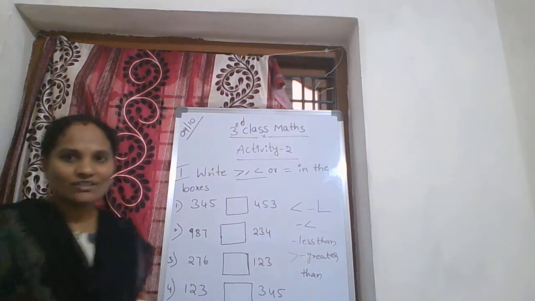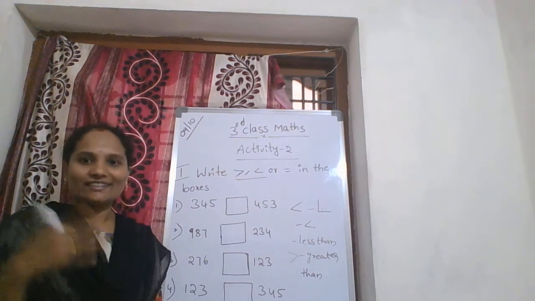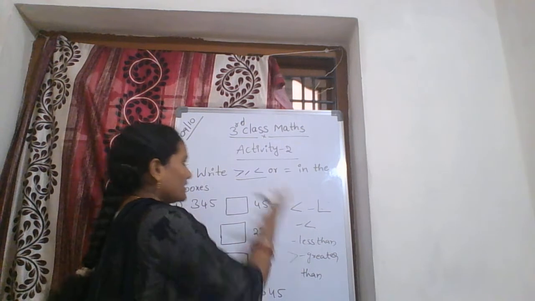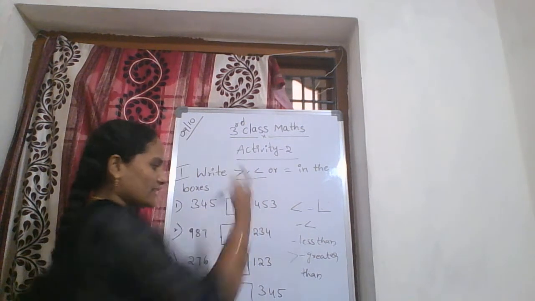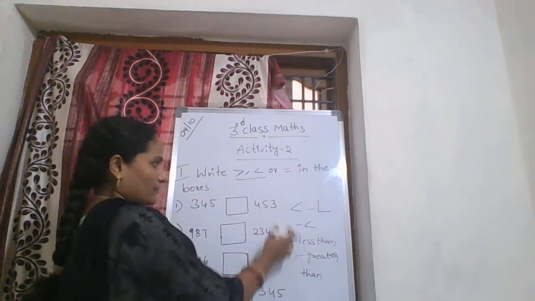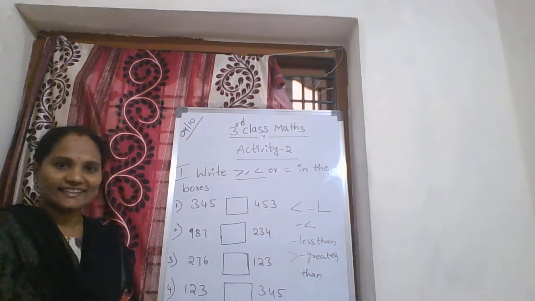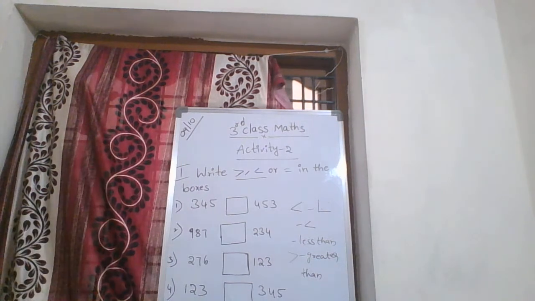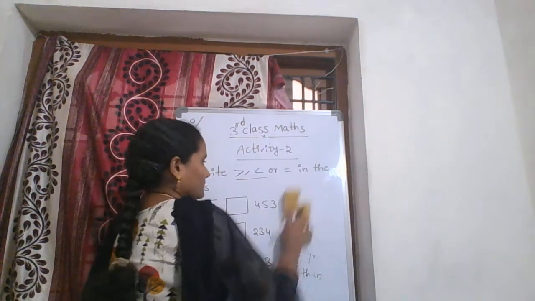One is the less than. First one is what? Less than. L for less than. Next one is the greater than. Now you have an idea about this: less than and greater than. Next, let's see here.